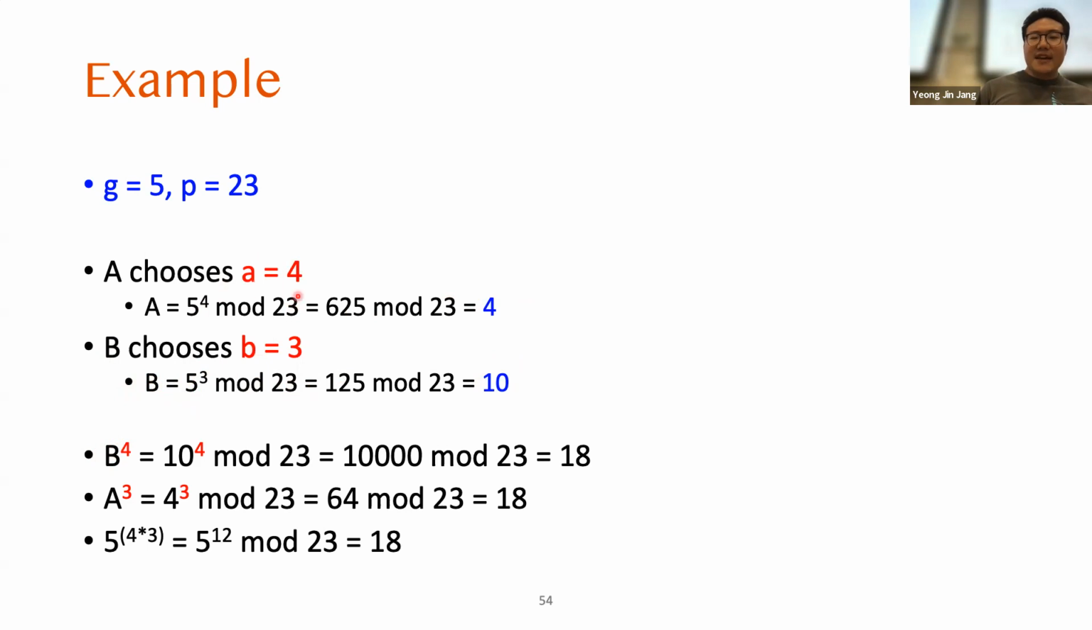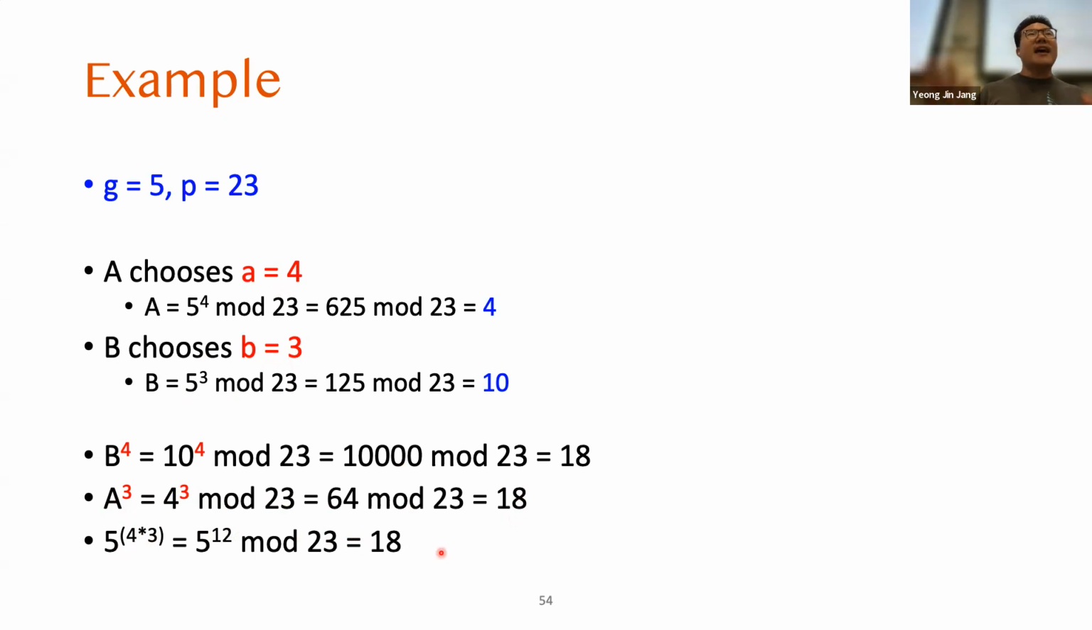And then A takes this number B, 10. The secret of A was 4. If we exponent that by 4, then 10 to the 4 modulo 23 is 18. And for the B side, they receive the number 4, and their own secret is 3. So 4 to the 3 modulo 23 is also 18. And if we multiply the secrets, 4 times 3, then 5 to the 12 modulo 23 is also 18.